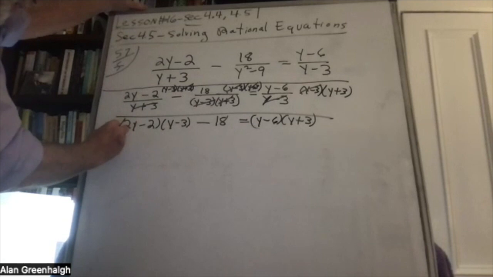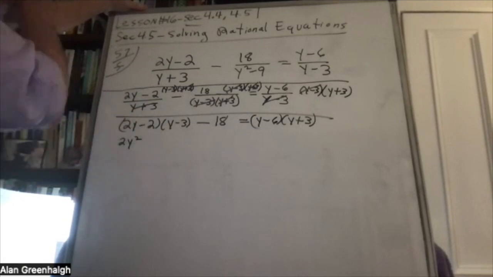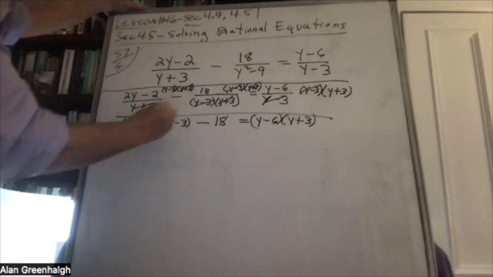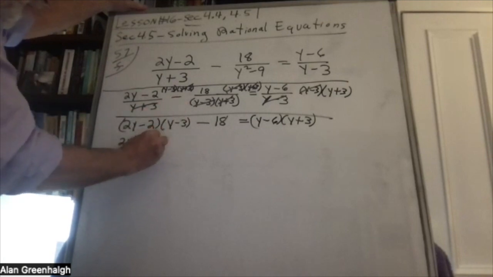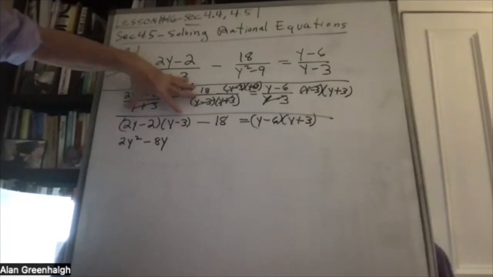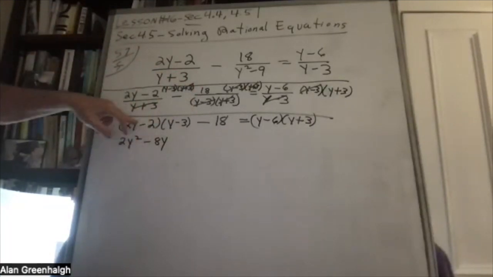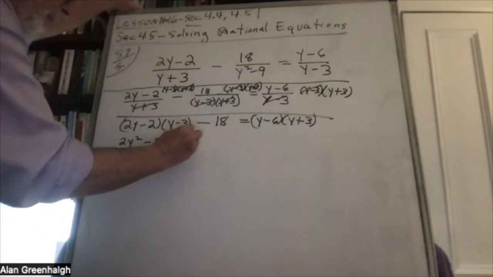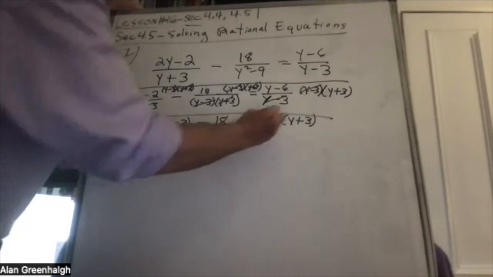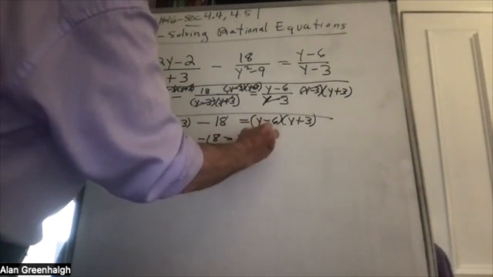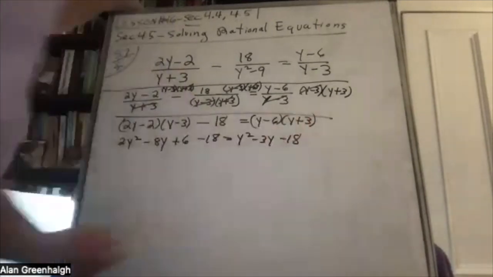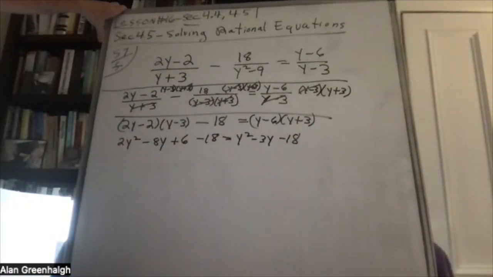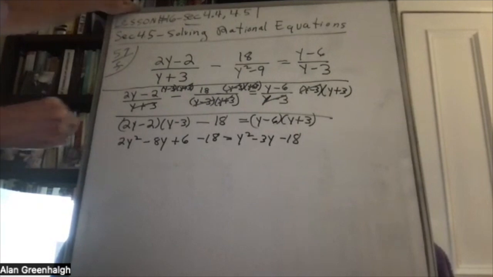So let's multiply here. 2y squared and negative 2y, negative 6y. This looks like negative 8y. So that's 2 and 6 is 8, both negatives, and then positive 6. Negative 18 equals y squared minus 3y negative 18. Very interesting, huh? Wow, that looks very, very suspicious. That worked out too nicely. Too nicely.